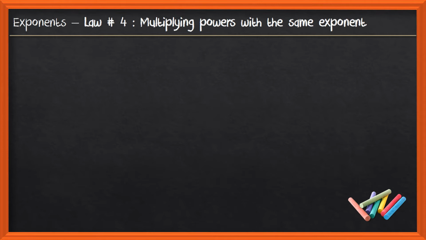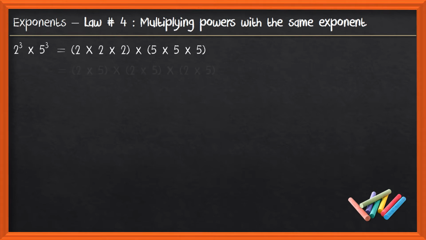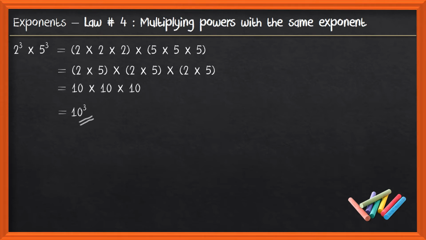For example, 2 to the power of 3 times 5 to the power of 3 is 2 repeatedly multiplied 3 times, 5 repeatedly multiplied 3 times. By applying associative property, this can be regrouped and multiplied as 2 times 5 times 2 times 5 times 2 times 5, which would be equal to 10 times 10 times 10, which is 10 to the power of 3.